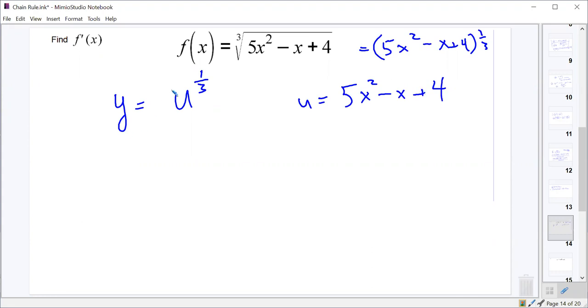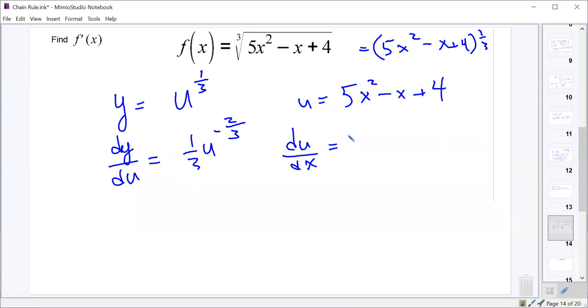So what's dy du? What's the derivative of u to the 1/3? 1/3 u to the negative 2/3. Power rule, right? And what's the derivative of u? What's du dx? The derivative of u with respect to x should be 10x minus 1.